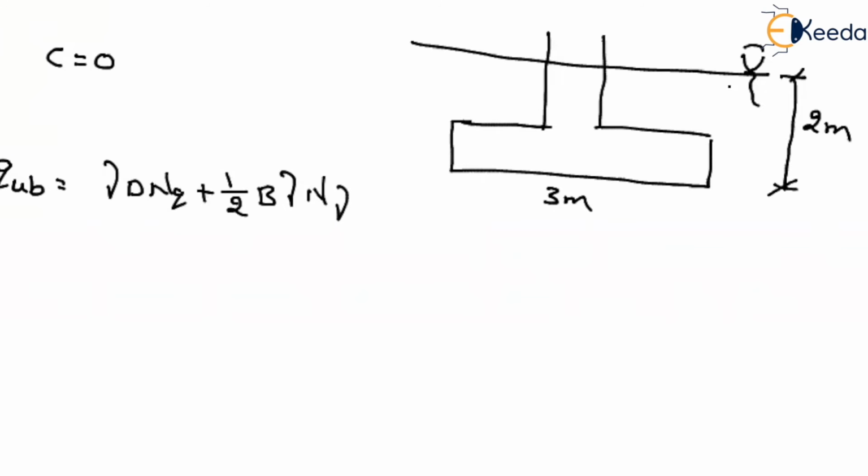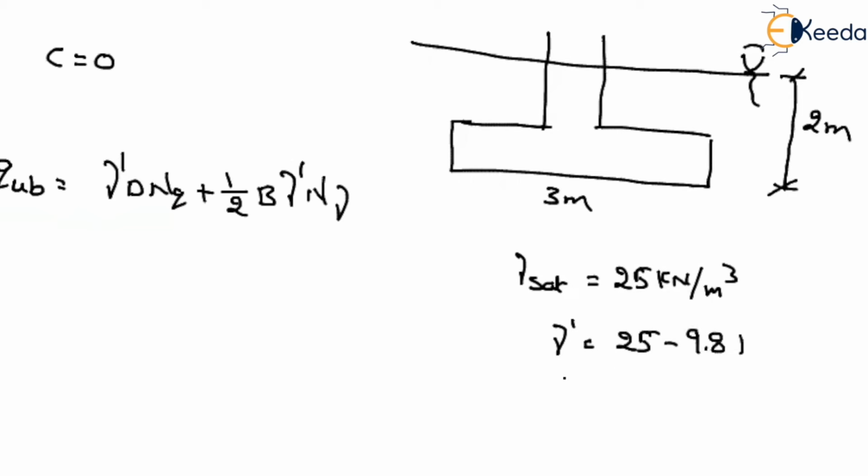If you see here, the entire soil is below the water table, submerged with water. So here we have to use the submerged unit weight. What is the gamma saturation given? Gamma saturation is given as 25 kilonewton per meter cube. From this, what is the submerged density? 25 minus 9.81, so we will get around 15.19 kilonewton per meter cube. This is the submerged unit weight. That's it. Substitute in the equation.